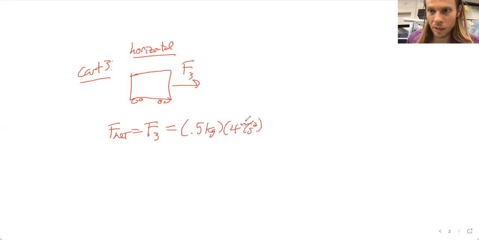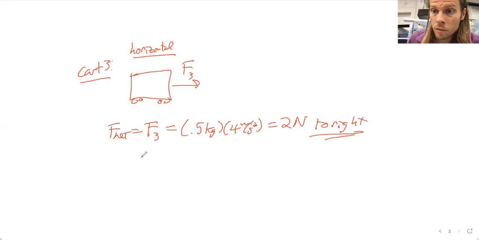Those were given, I just gave it that mass and I was giving it that acceleration. So 0.5 times 4 is 2 newtons to the right. So the net force is 2 newtons to the right. It equals F3. So F3 is 2 newtons to the right.